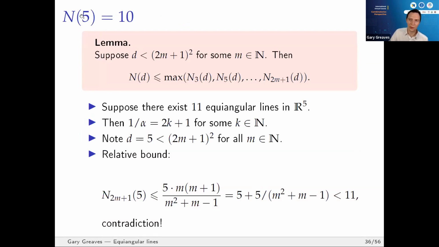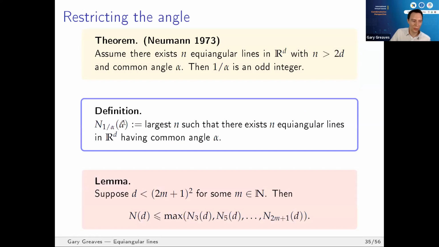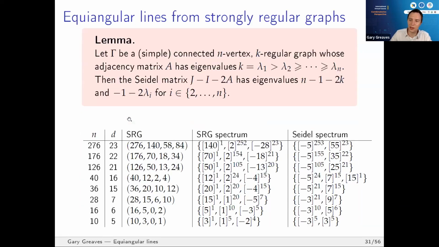So on this slide, I want to prove that n of 5 equals 10. Okay, so I'm going to keep this lemma up just to keep it in our minds. So how can I do that? Well, first of all, I know that I can get 10 lines in dimension 5. How do I know that? Well, it was shown earlier. So I summarized it in this table here. We can get 10 lines in dimension 5 using this graph here.